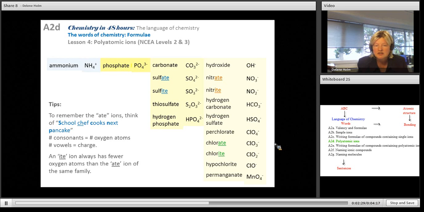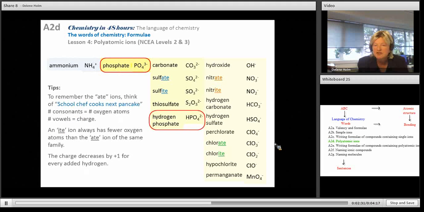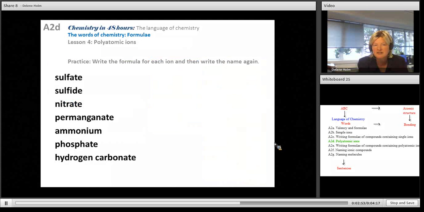The other tip is, because hydrogen is in group 1, it adds on a +1 charge, which means that the charge will drop by 1 when you go from, for instance, phosphate to hydrogen phosphate, where we've added a hydrogen to the phosphate. And you can see the same for carbonate and hydrogen carbonate, and sulfate and hydrogen sulfate.